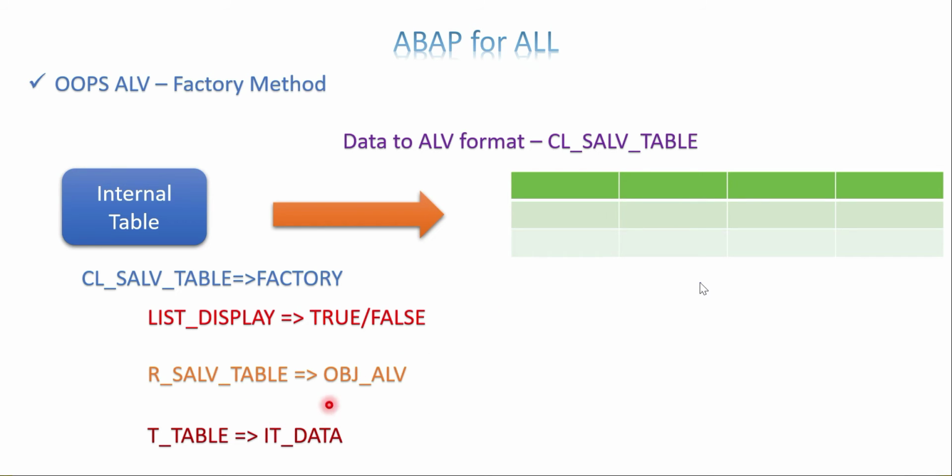And the reference, this is the object ALV which gives the reference. This is an exporting parameter. It gives the reference of your object. This method gives the reference of your object. And then this is a table. What is the data you want to be displayed here? So this is fine.